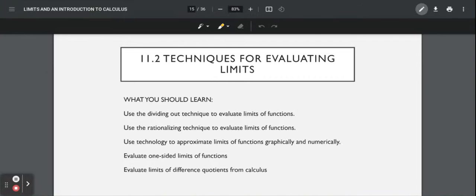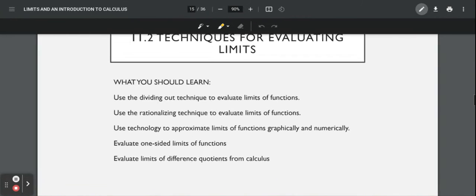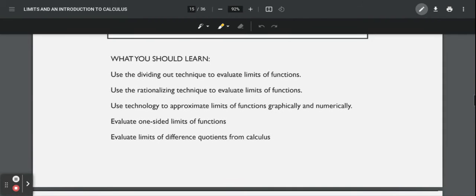All right, in 11.2, when we're talking about techniques for evaluating limits, this is just that more algebraic approach. So we're going to use the dividing out technique, where we're going to factor and see if we can eliminate any of our factors to help us simplify to be able to plug in our limit. Rationalizing will mean that you have to multiply by a conjugate. And then potentially having to use our graphs or our tables to help us figure out the limit. And then we're going to get to the one-sided limits.